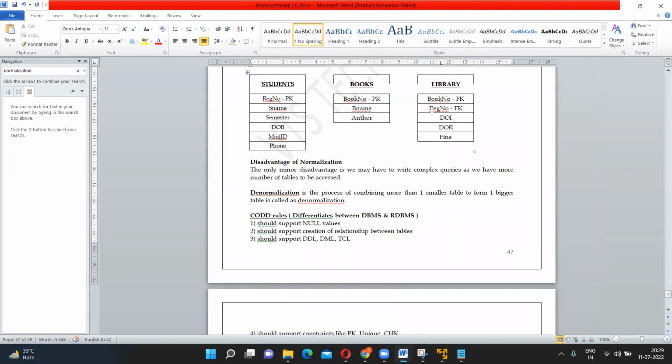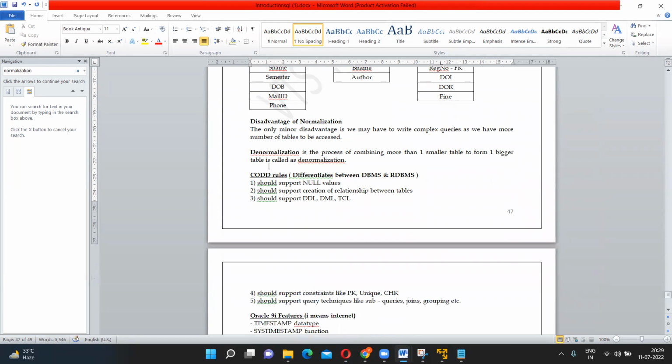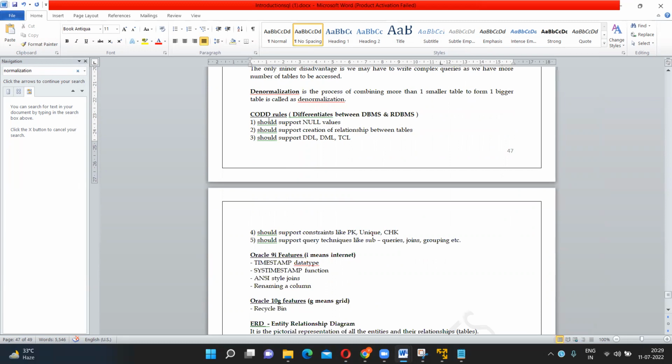Suppose the number of tables has increased. So what will happen, guys? We'll have to write a complex SQL query to join each and every table. This is the only disadvantage. The denormalization is just the opposite. It's the process of combining more than one table to form a bigger table. This is again a theoretical concept.